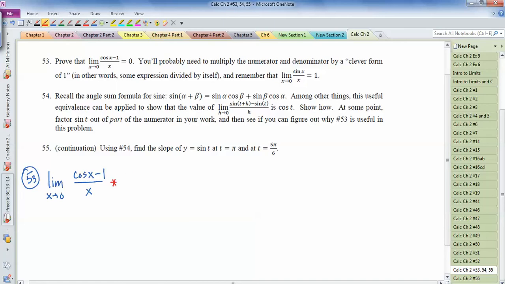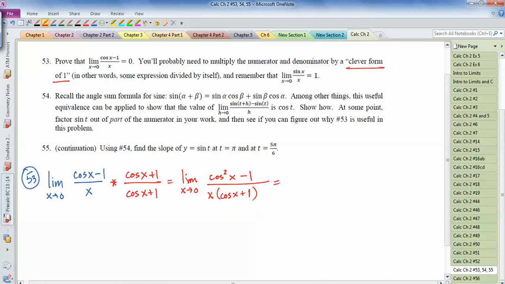So we're going to multiply by a clever form of 1, which means let's try cos x plus 1. So when in doubt, let's try a conjugate, right? So then this is going to turn into the limit as x goes to 0 of (cos squared x minus 1) all over x(cos x plus 1).